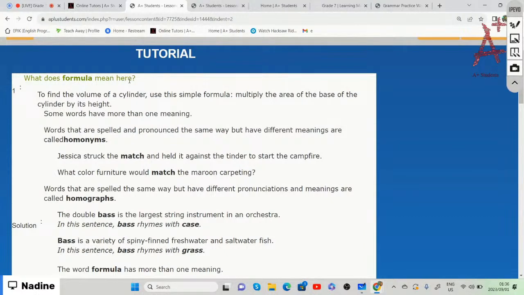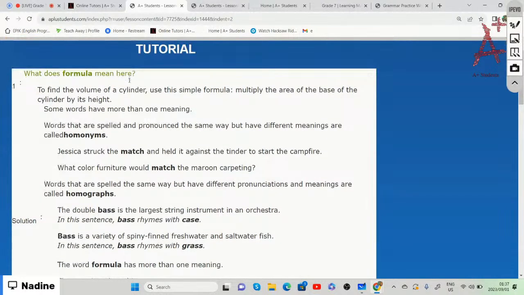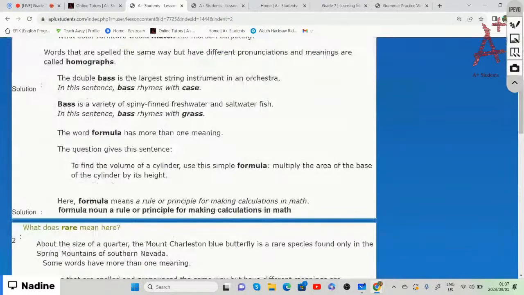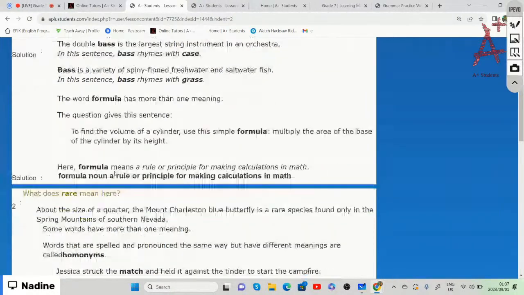All right, so in this case, the meaning of formula, right? Here we say that the meaning of formula is a rule or principle for making calculations in math. So it is basically a rule or principle for making calculations in math. So that is formula.